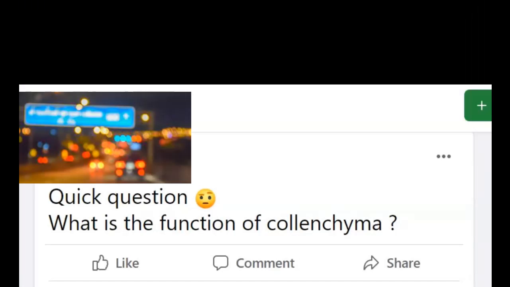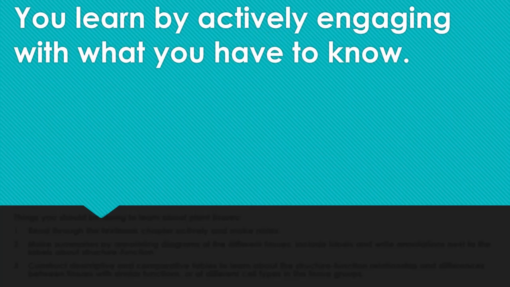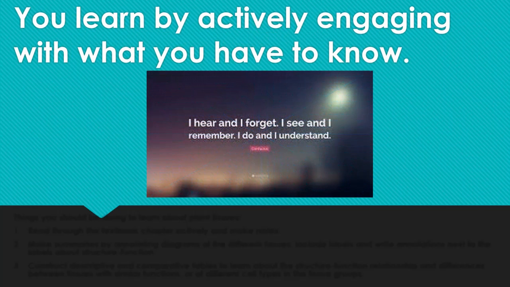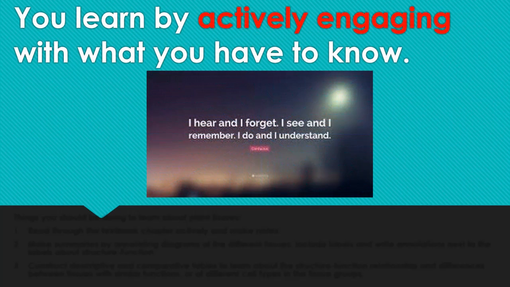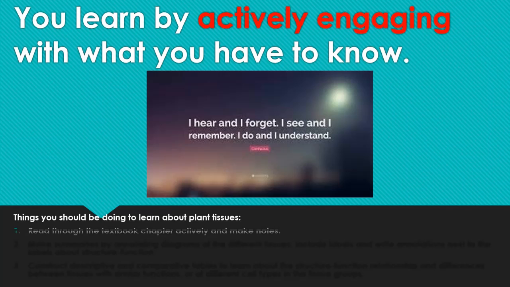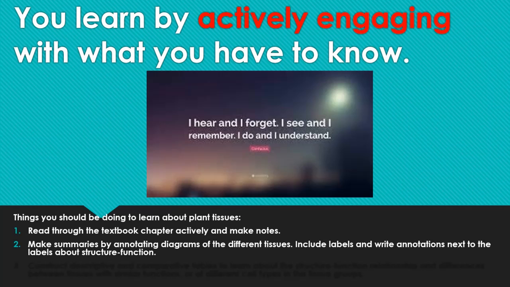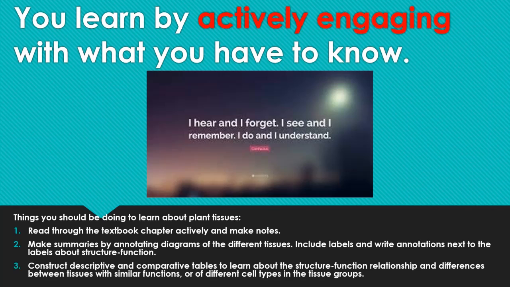Now, firstly, before I answer these questions, I want to point out a few things. You learn by actively engaging with what you have to know. As Confucius said, I hear and I forget, I see and I remember, I do and I understand. So things you can do: read actively through your textbook chapter and make notes. Make summaries by annotating diagrams of the different tissues, include labels with annotations about structure and function, and construct tables to compare the different tissues and their relationships.